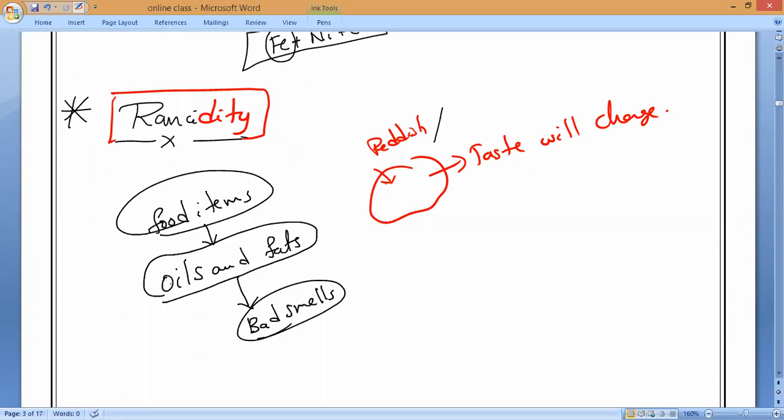So all these things, when they are exposed to the atmosphere for a long period of time, they will start producing a bad smell. This bad smell develops only because of the formation of certain organic compounds when they react with the atmospheric gases. That is what we call rancidity.